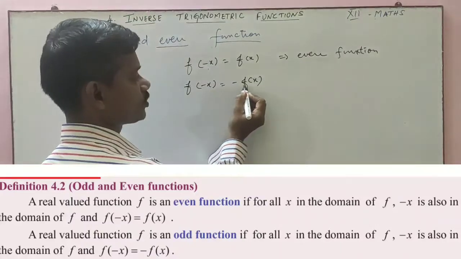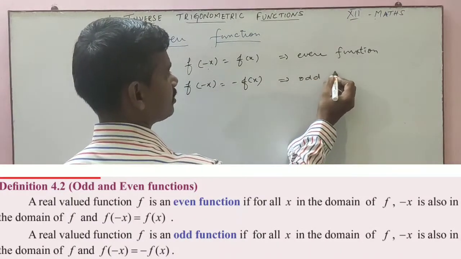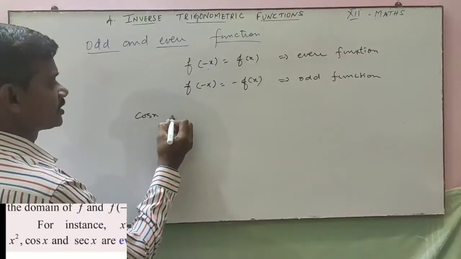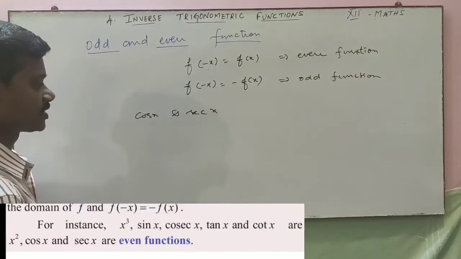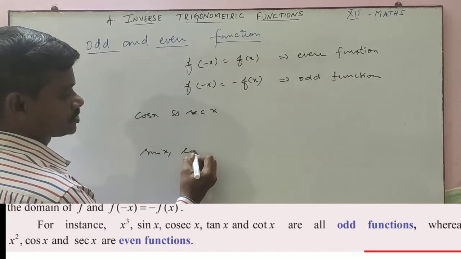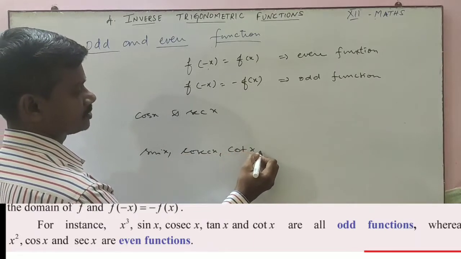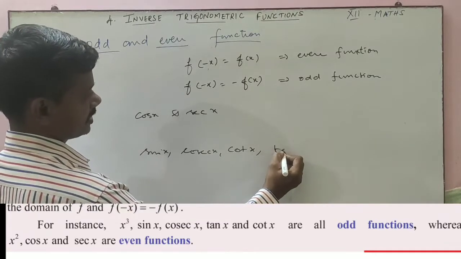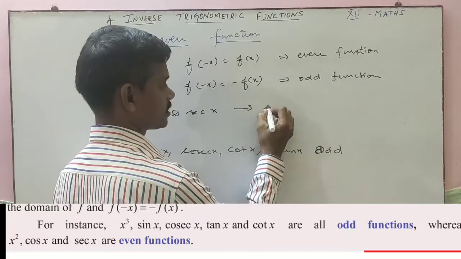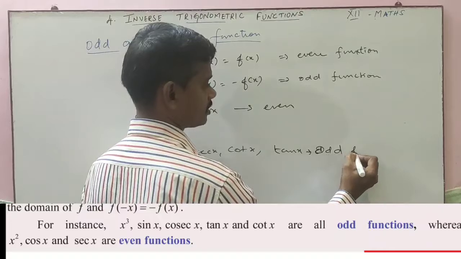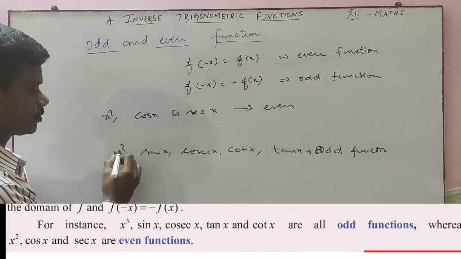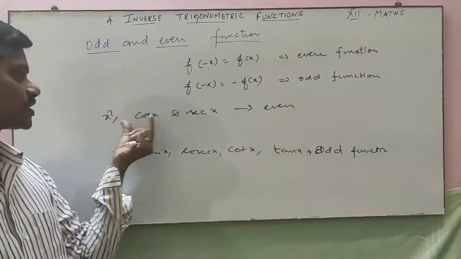If f of minus x is equal to minus f of x, it is called the odd function. So cos and secant are even functions. The other four trigonometric ratios, sine, cosecant, cot and tan, are odd functions. So these are all even functions, and these are all odd functions. And like that, x cube is an odd function, x square is an even function.